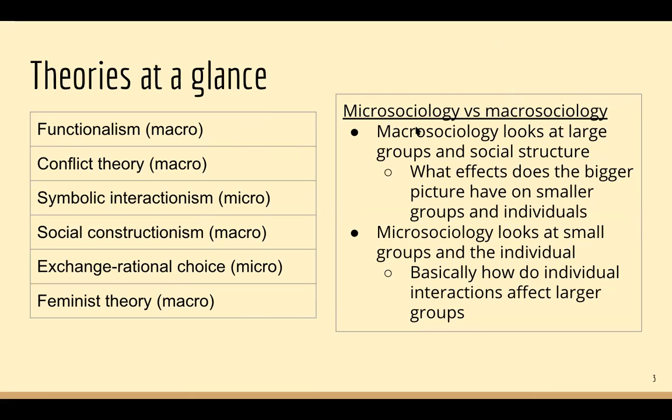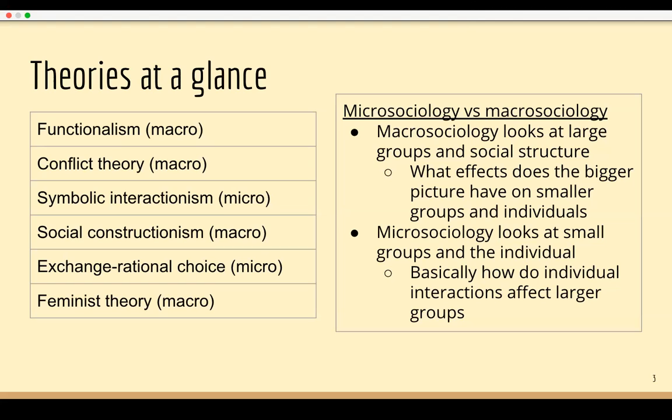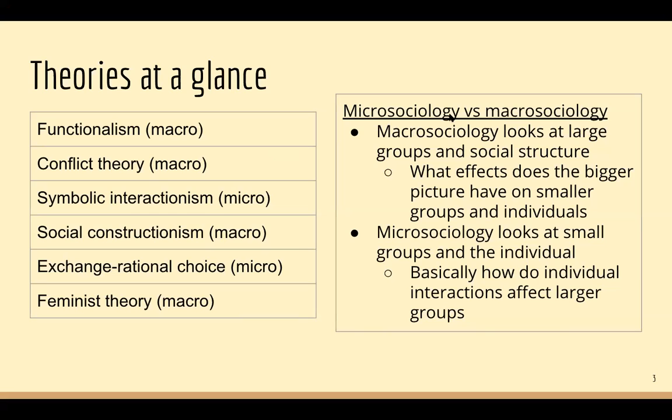Just like it sounds, macrosociology looks at larger groups and the bigger picture of how society functions. So how do institutions affect individuals? Those types of things. On the other hand, microsociology looks at interactions between individuals and how individuals interact with the environment. And so, how do these interactions affect society on a larger scale?